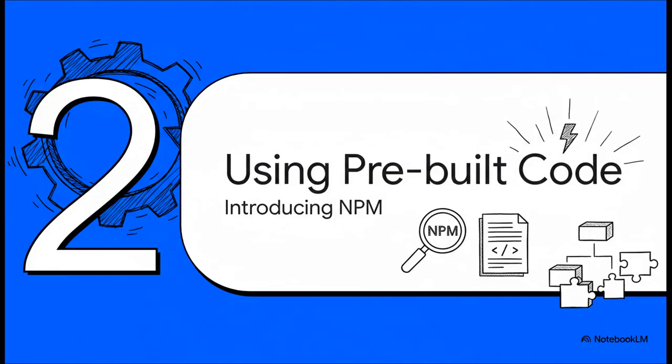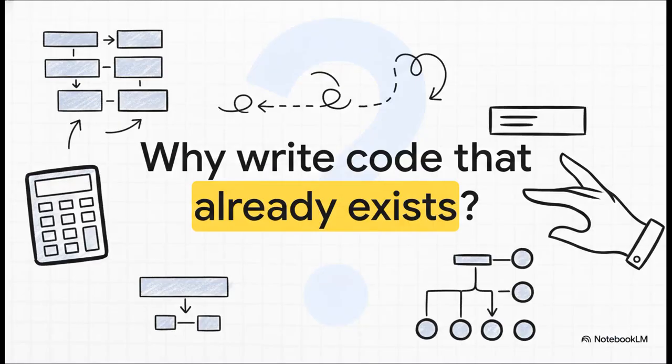All right, moving on to section 2, using pre-built code. We're going to introduce NPM, which is your best friend when it comes to not reinventing the wheel. Now that our project has an identity, thanks to that package.json file, let's give it some superpowers. You know, this is such a fundamental question in modern development. Why would you write code that somebody else has already perfected? I mean, think about something as basic as a calculator. The logic for addition, subtraction, multiplication, it's been written thousands, if not millions of times. Wouldn't it be awesome if you could just borrow that code instead of writing it all over again?